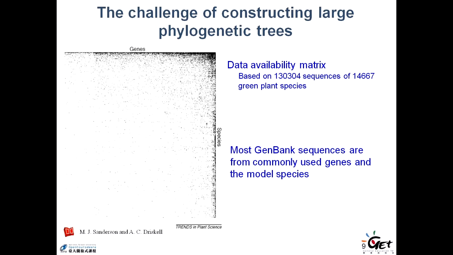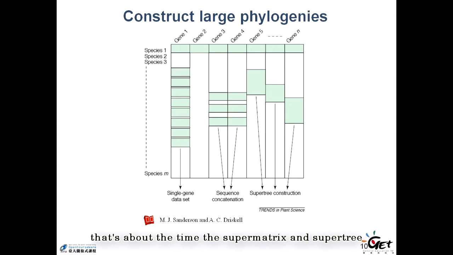And even if we are not worried about this data partition problem, we still have a huge problem with the missing data. So that's about the time the supermatrix and supertree approaches were developed, early in the last 10 years. And here is the data availability situation and how we usually deal with it.